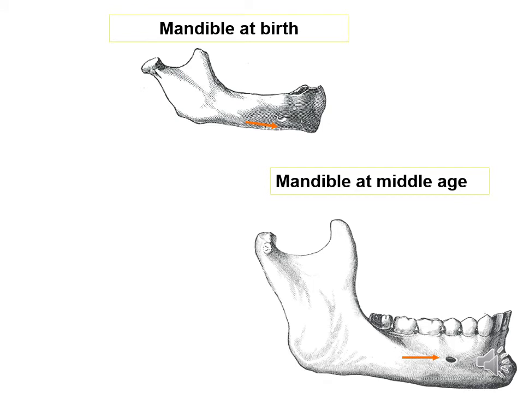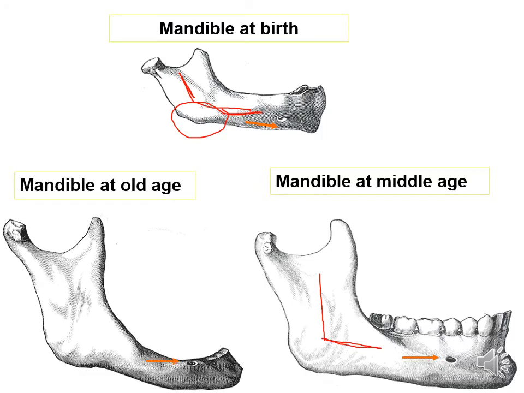Let's draw something. The mandible has two parts. This is called the ramus of the mandible, and this is called the body of the mandible. This area is called the angle of the mandible. I can see here it's obtuse. Here it's almost a right angle, okay? And in old age it starts being obtuse again.